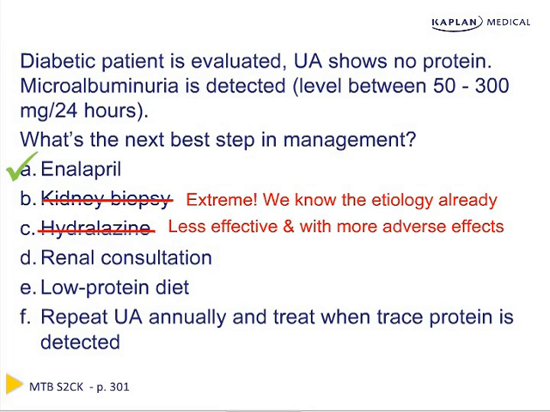Hydralazine is wrong because even though it's a pretty good medicine for hypertension, it's not as good as enalapril for reducing protein loss in the urine. Additionally, it has more adverse effects than enalapril. Do you remember the side effect that's most commonly associated with hydralazine? It's drug-induced lupus. And the test for drug-induced lupus, remember, is an antihistone antibody.